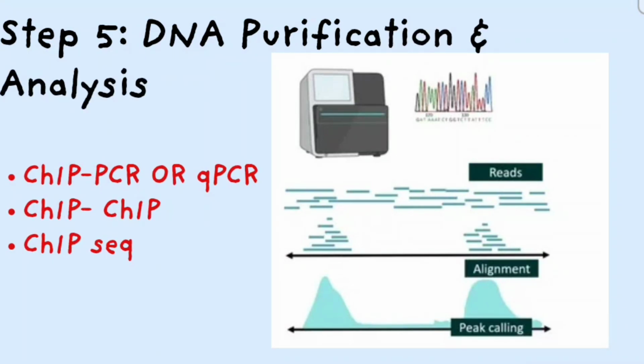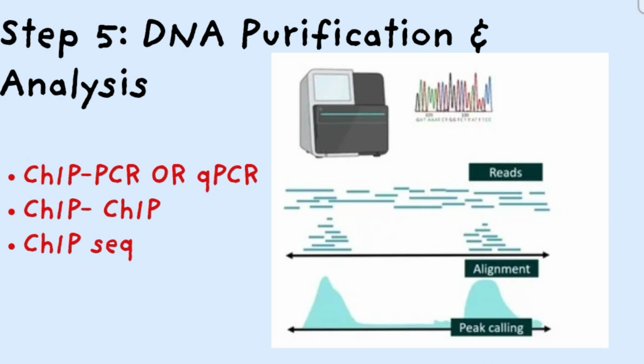After the chromatin cross-links are removed, DNA is either purified using the classic phenol-chloroform followed by ethanol precipitation method, or using a column-based DNA purification kit. Once DNA is purified, several downstream analyses can be conducted, including ChIP-PCR, ChIP-qPCR, ChIP-chip, and ChIP-seq methods.